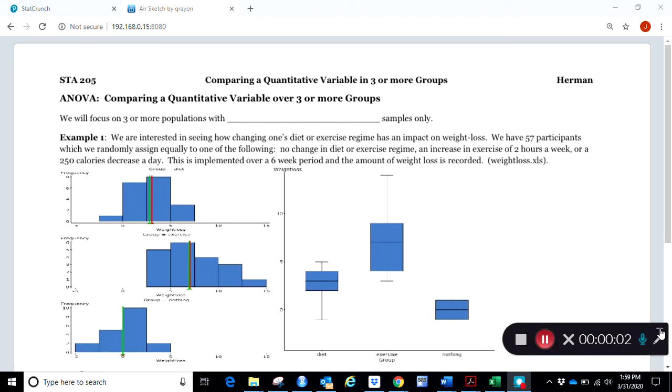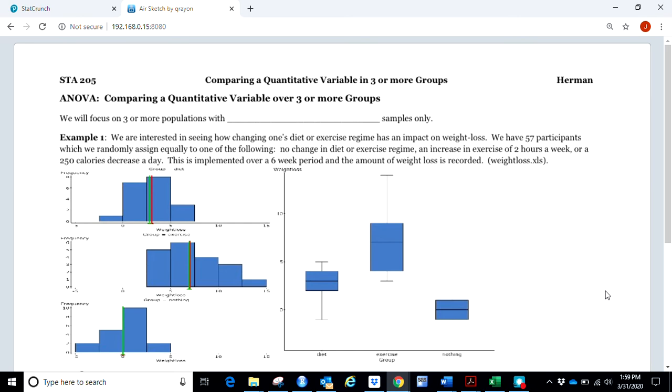So in this next unit, we're going to start by looking at comparing a quantitative variable in 3 or more groups. This is really just an extension of what we were doing in the previous module, where we discussed independent versus paired samples. There, we were just comparing a quantitative variable in 2 groups. So now we're extending the idea to 3 or more groups. First of all, the name of this is ANOVA, which stands for Analysis of Variance.